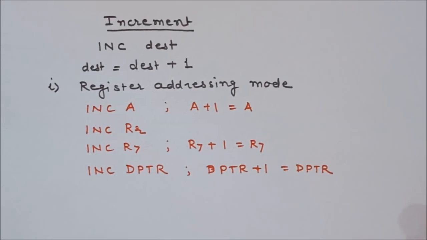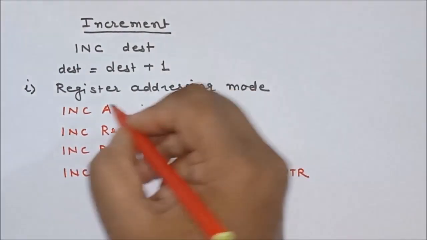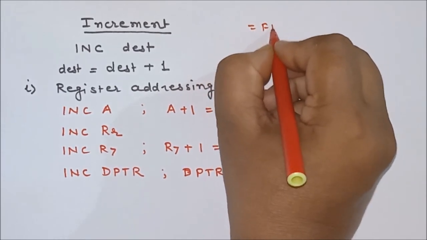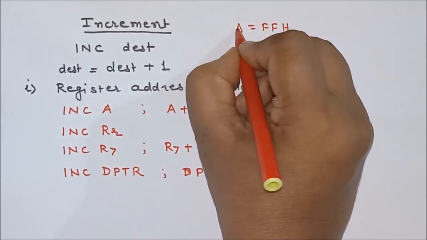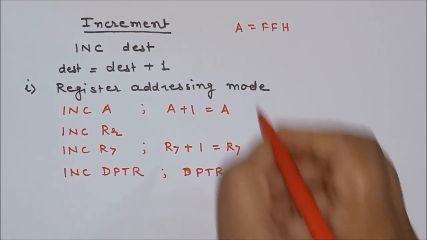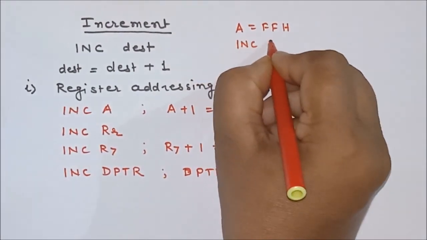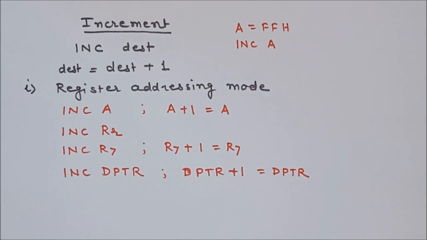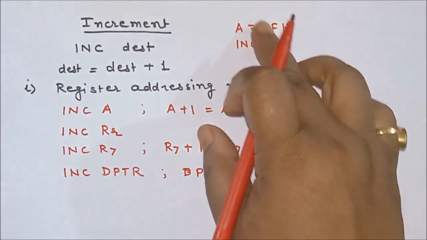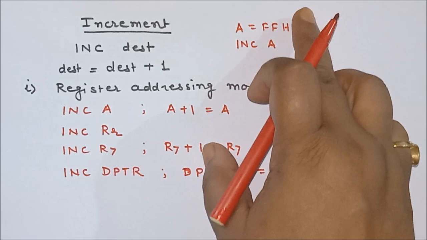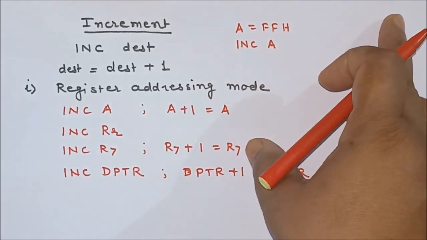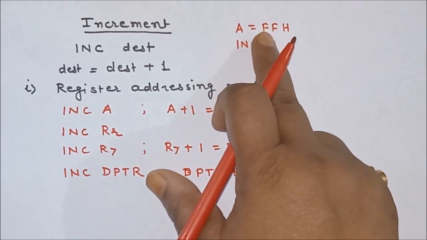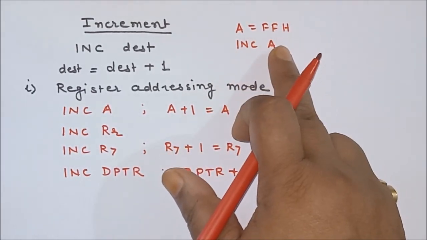Now here we have to remember one thing. If the contents of any register or any destination are equal to FFH, for example, the contents of the accumulator are FFH and I write the instruction INC A, it will increment the contents of the accumulator according to the instruction. If you increment FFH, it will be 100H, and that cannot be stored in an 8-bit register. So the microcontroller rolls over this FFH to 00H.